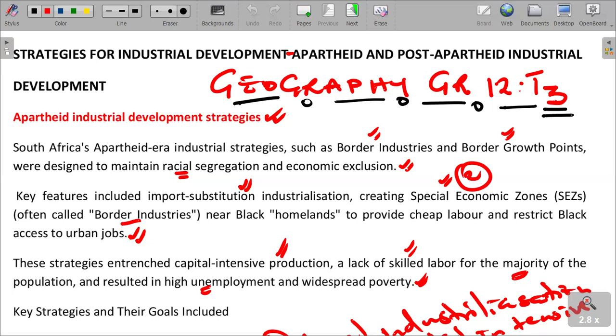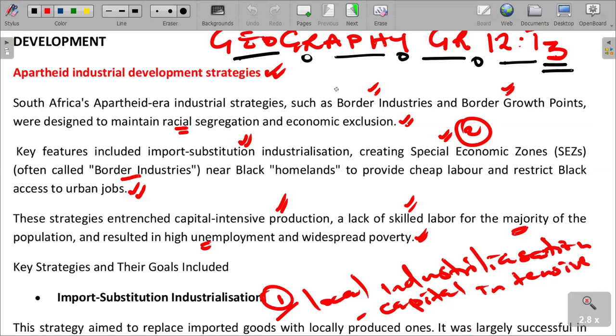So there were industries, also called special economic zones, which were developed along the homelands, the black homelands. These were designed to provide cheap labor and also restrict the movement of black people into the main urban stream or into main economic activities.